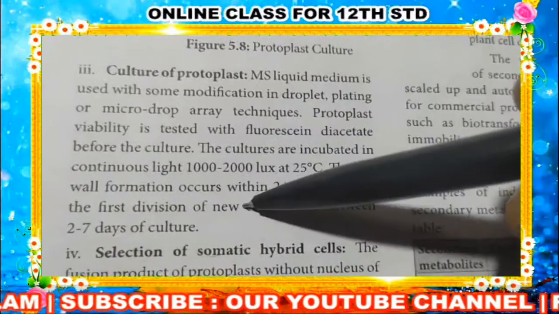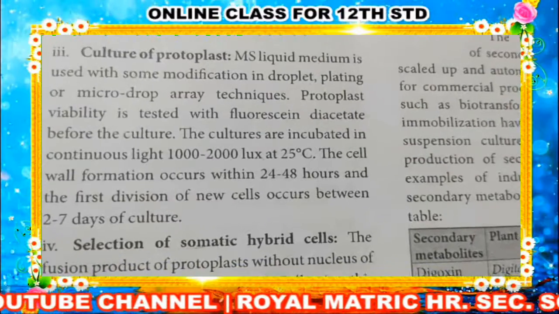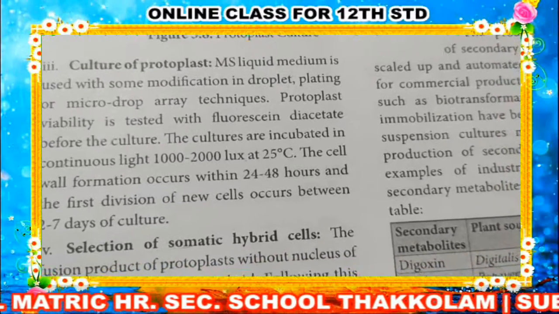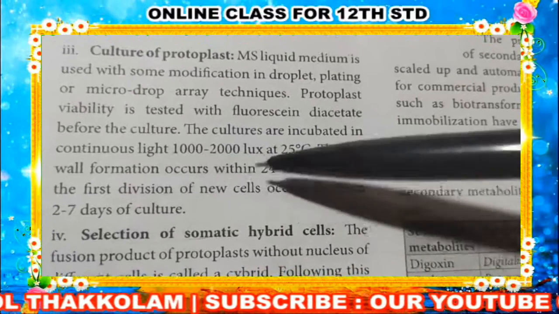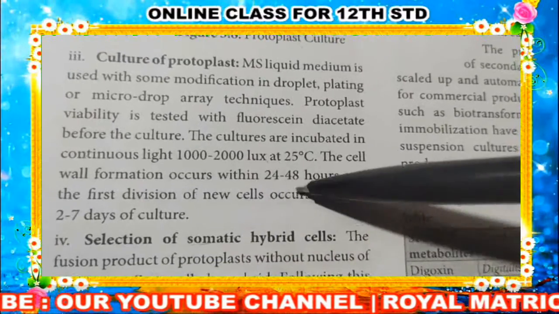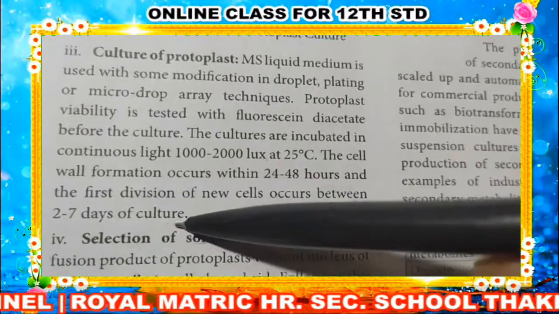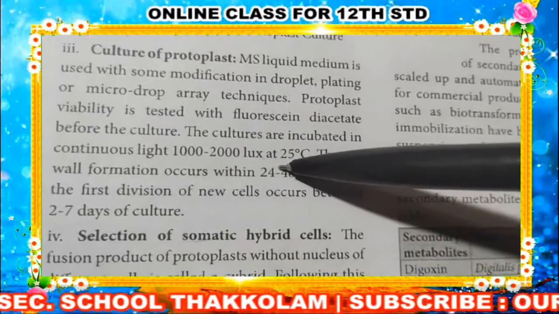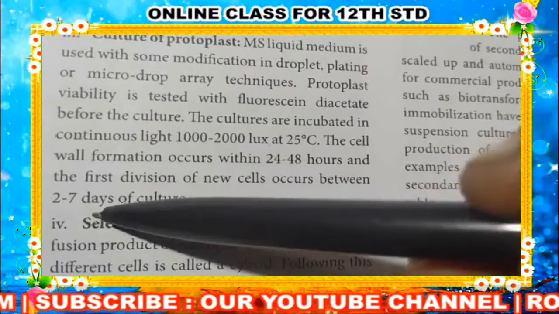After the fusion is done, it is taken in the MS liquid medium. Either the droplet or micro drop techniques are used. In that it is tested with the fluorescein diacetate, then it is incubated. After it is incubated, cell wall formation occurs within 24 to 48 hours. And the first cell division, where new cells occur, happens between 2 to 7 days. In 2 days cell wall formation occurs, and after that new cells occur in 1 week, 2 to 7 days of culture.